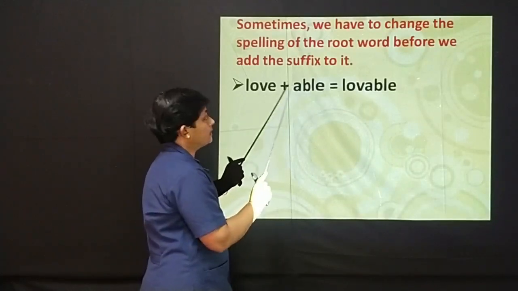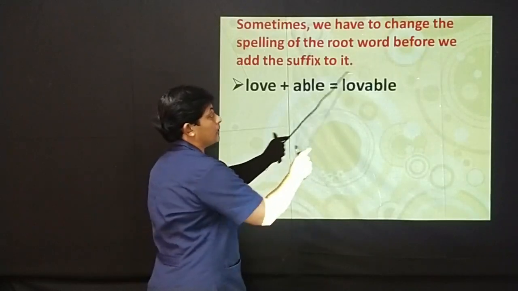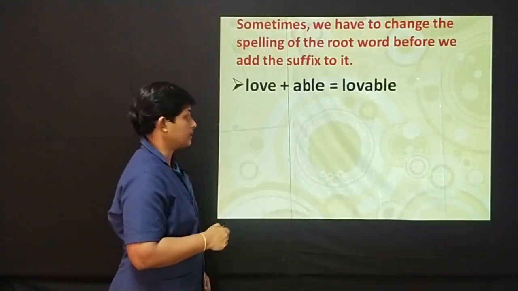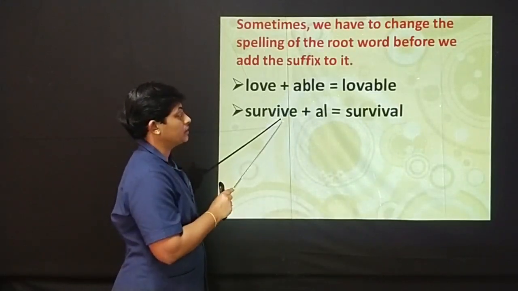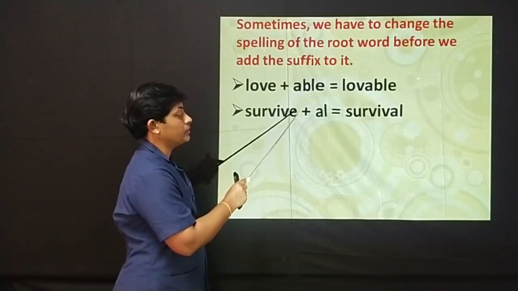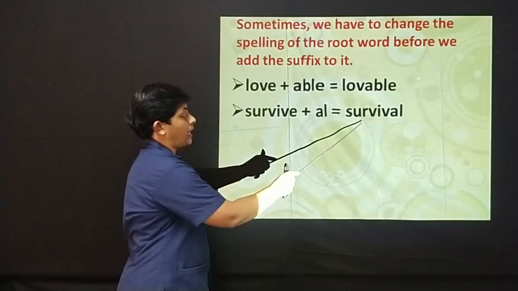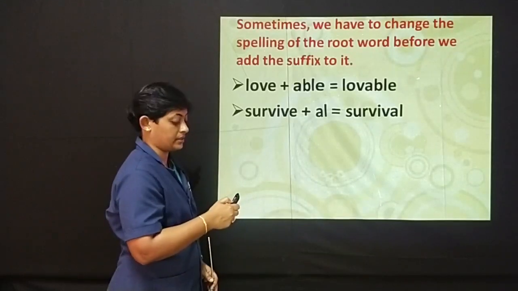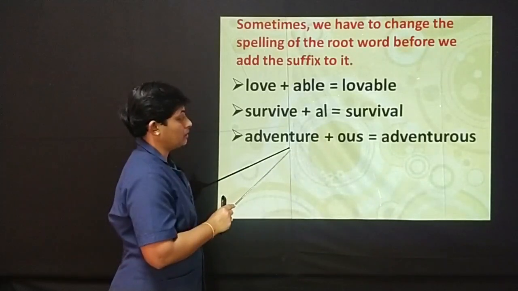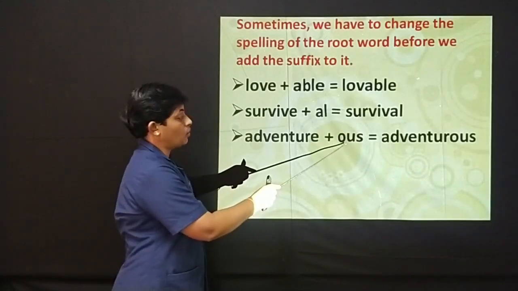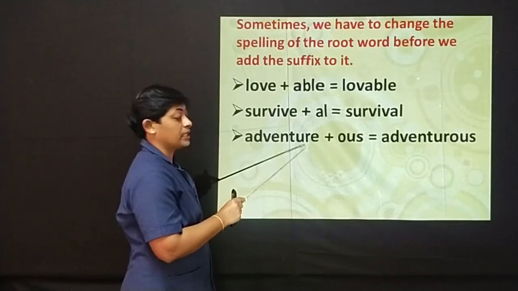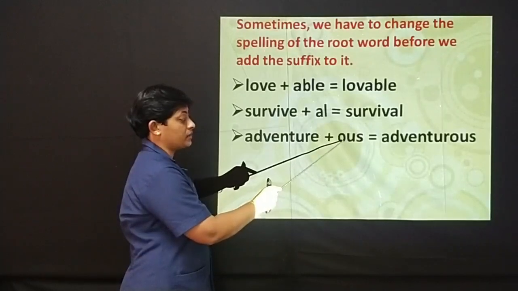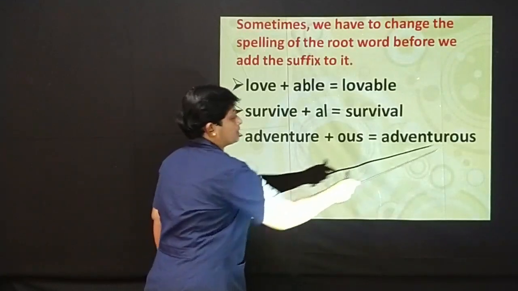When I joined it to this suffix, to create a new word. Love plus able, lovable. Next, survive. What we have done is we have dropped E and we have added the suffix al, survival. Next, adventure, and the suffix is ous. So what we have done here? So here again we have dropped E and we have added the suffix ous, adventurous.